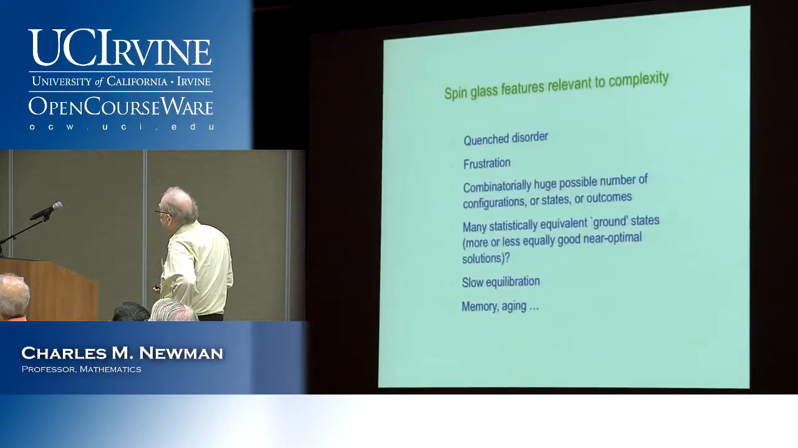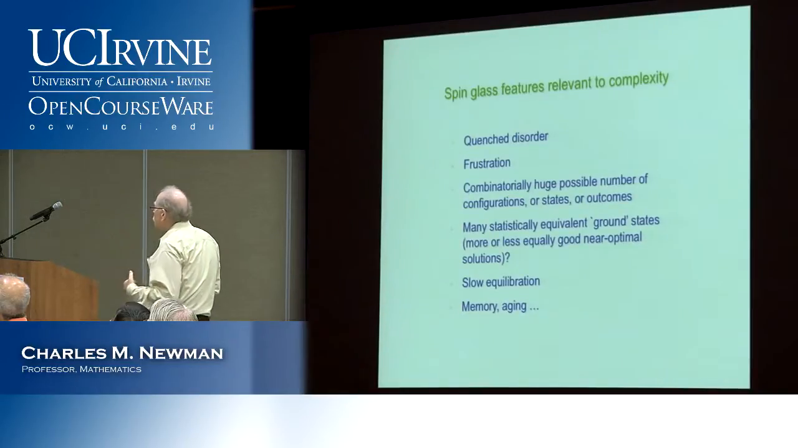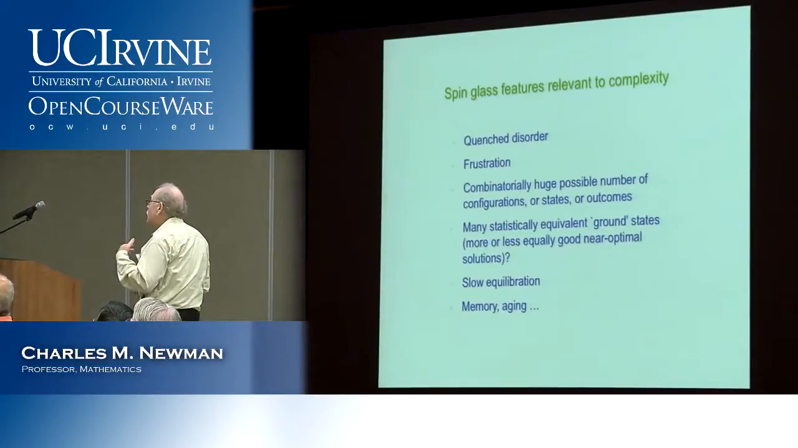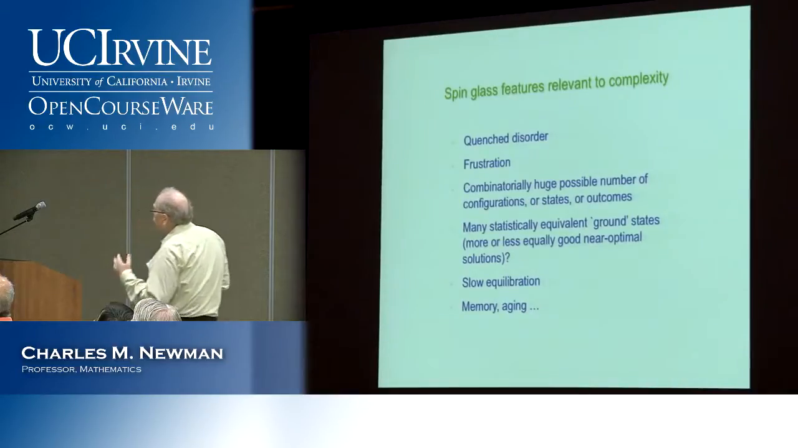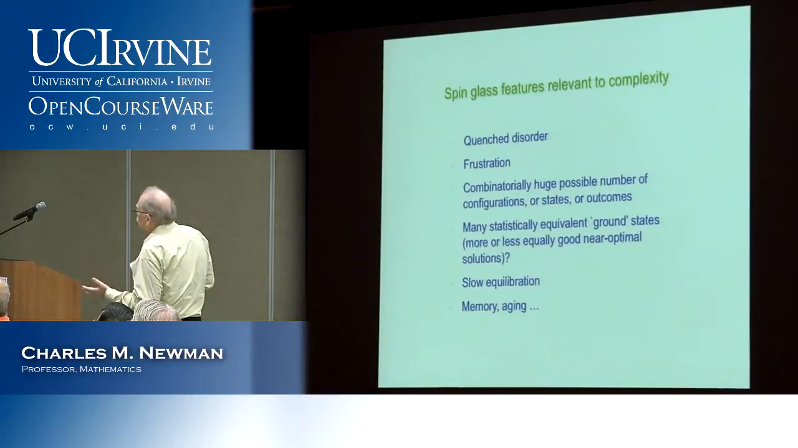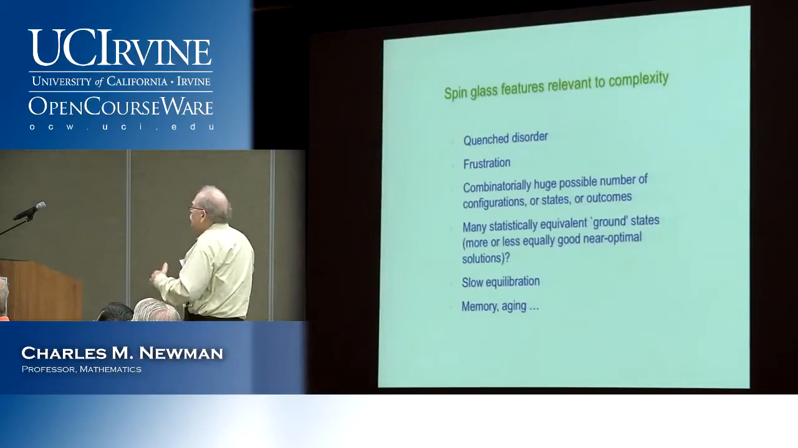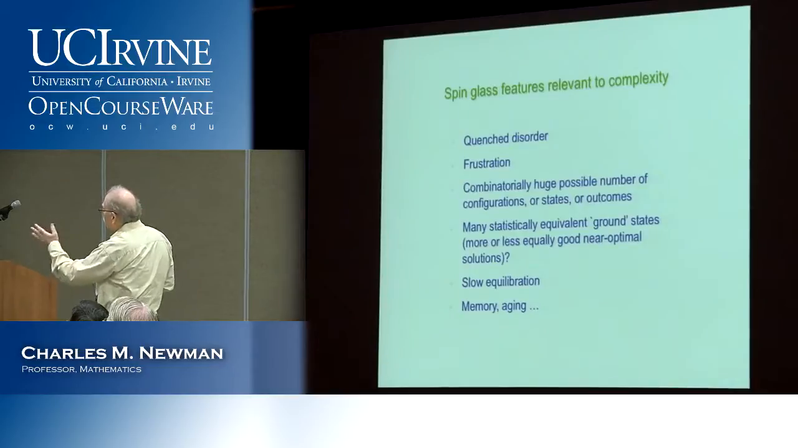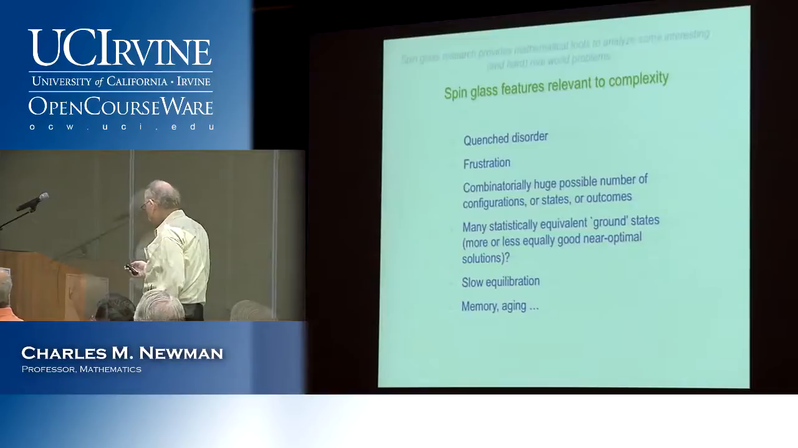So what are the features of spin glass that are relevant for complexity? Well, we already mentioned the two main ones, quenched disorder and frustration. Another feature is a very high number of possible configurations or states or outcomes, and the approximately near optimal configurations or states are very different from each other, making it very hard to find these lowest energy configurations. There's also dynamical phenomena like slow equilibration, memory and aging, which we won't get into in this talk.